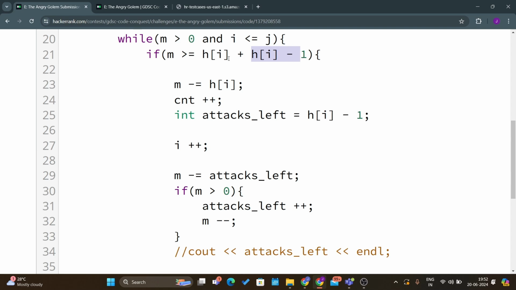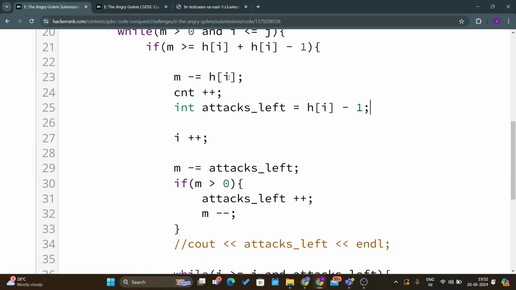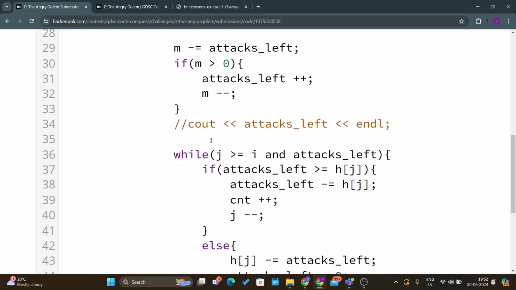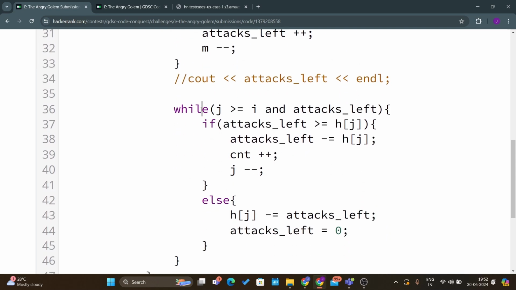So we have used the first factor to collapse the ith fortress. Now this remaining factor will be used to collapse the fortresses at the back. So attacks left is h of i minus 1, and since we have collapsed the ith fortress, we will increment i. Now, using the attacks left, we will collapse the fortresses at the back.